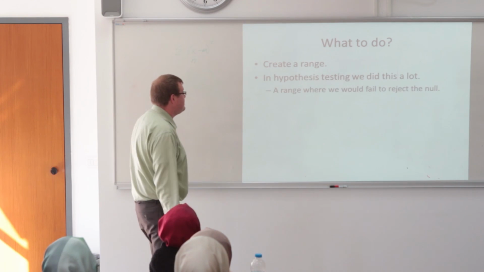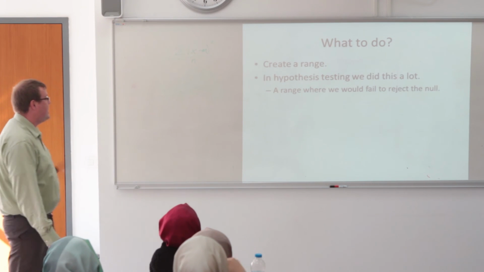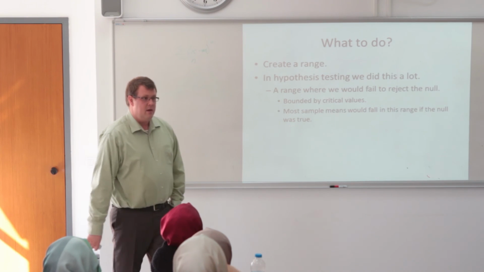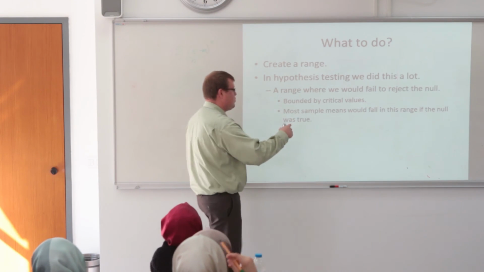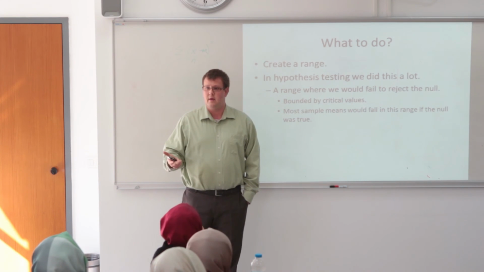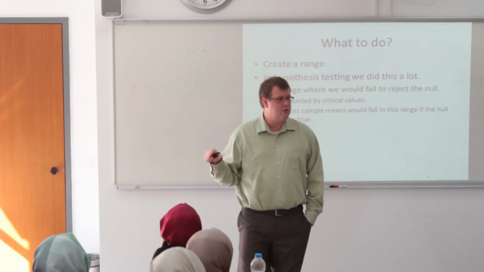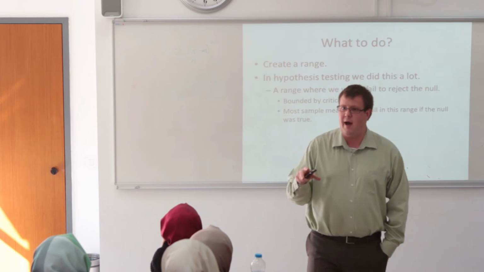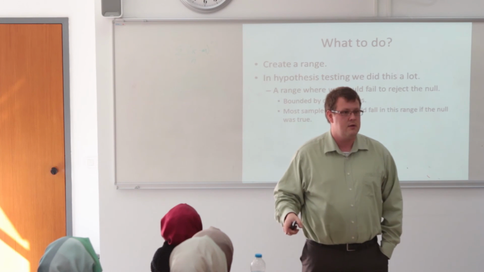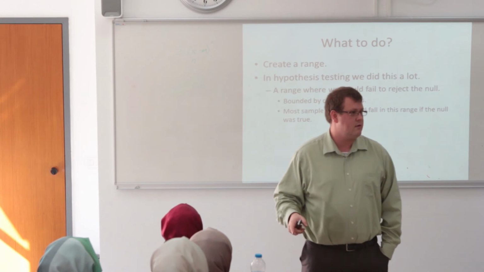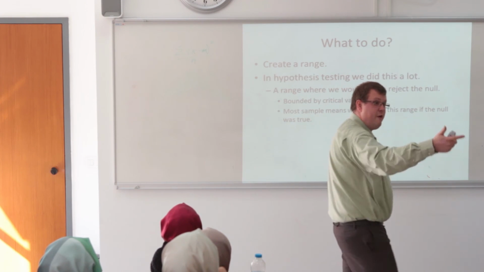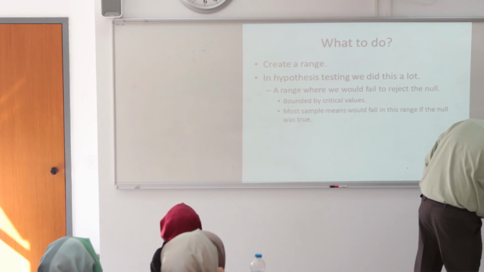So in hypothesis testing, we did this again and again, right? We created a range where we failed to reject the null. This was bounded by the critical values. And what we said is that most sample means would fall inside this range if the null were true, right? If the null hypothesis was true, if we had an alpha of 0.05, what percent of the time should the sample mean fall in that range? It should fall in that range 95% of the time, right?